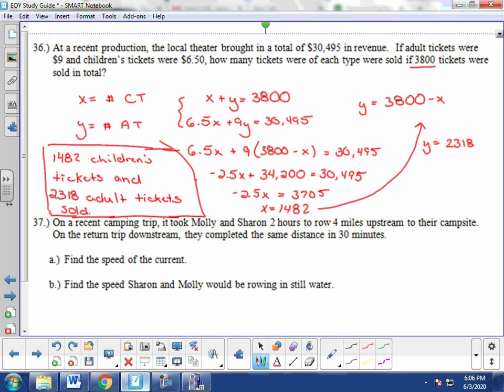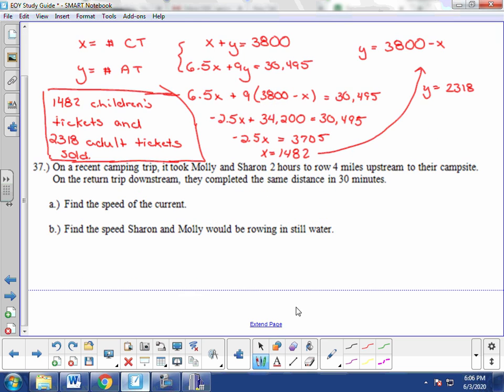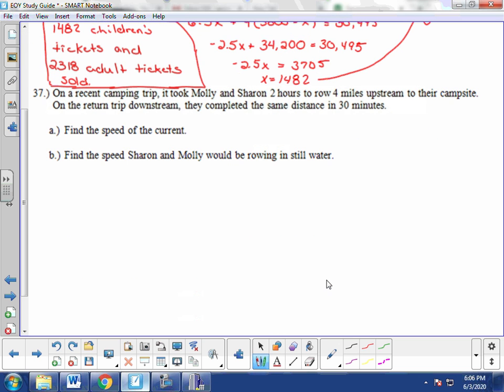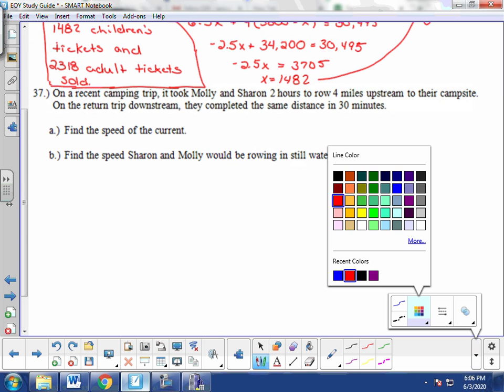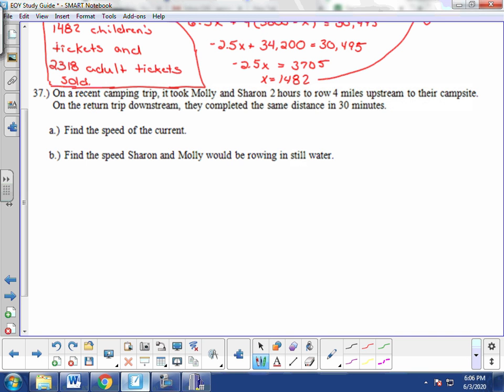So basically what we have here is, remember some basic formulas that you probably used in Algebra 1, maybe in science. Distance equals rate times time. So in both scenarios, they are rowing the same distance. Let's say this is the stream, as they're rowing upstream, the current is going this way, and they are going that way.